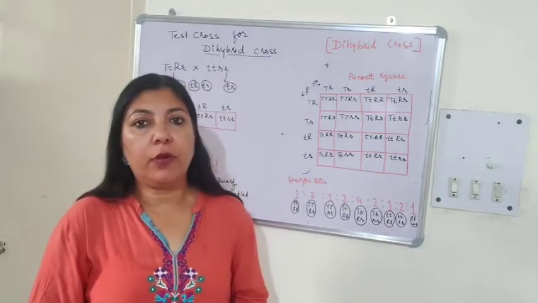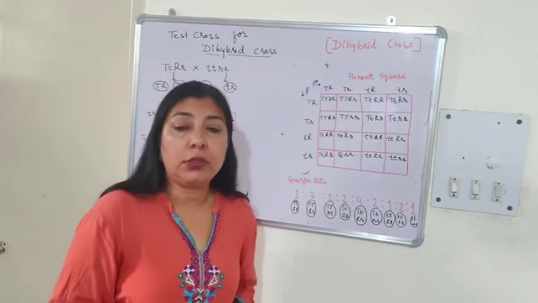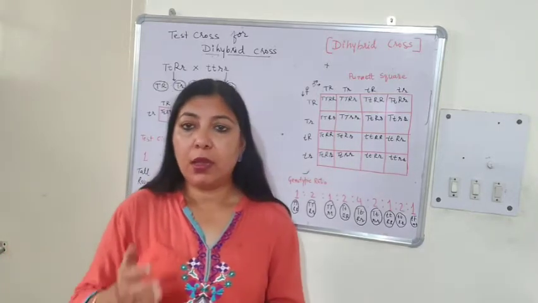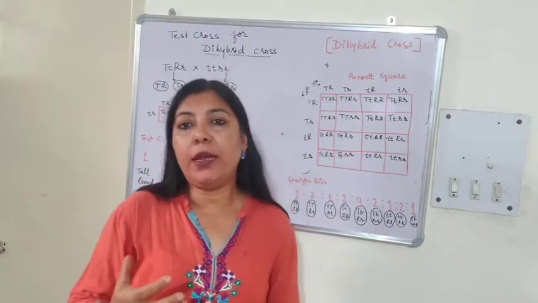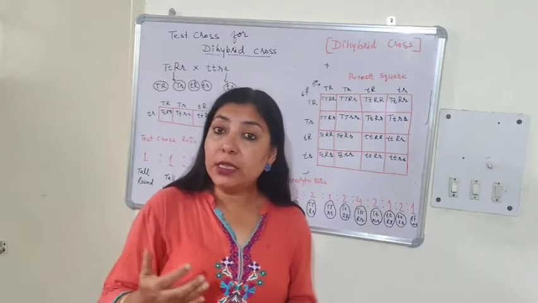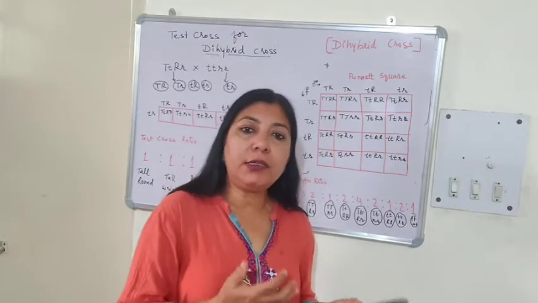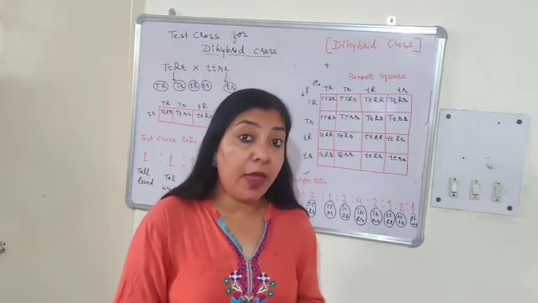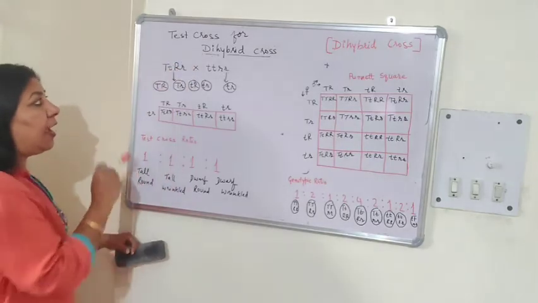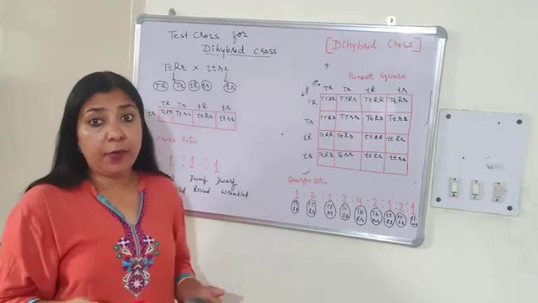After the statement of law of independent assortment, let's now study the test cross for dihybrid cross. You must be remembering what is test cross. Test cross is basically to find out the genotype of the F1 hybrids. In this, we cross the F1 hybrids with homozygous recessive parent. It's a type of a back cross. So let's see here. Now, the F1 hybrid will be tall with round seeds, but they will be hybrid.